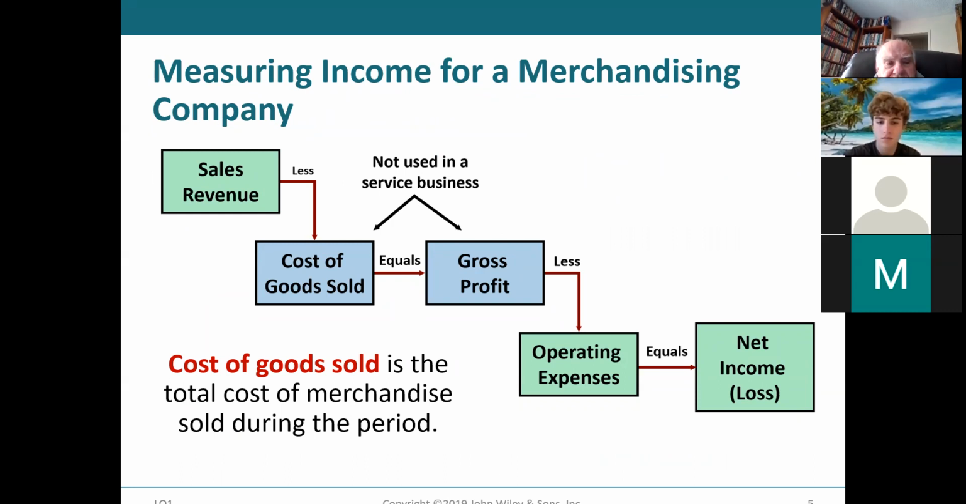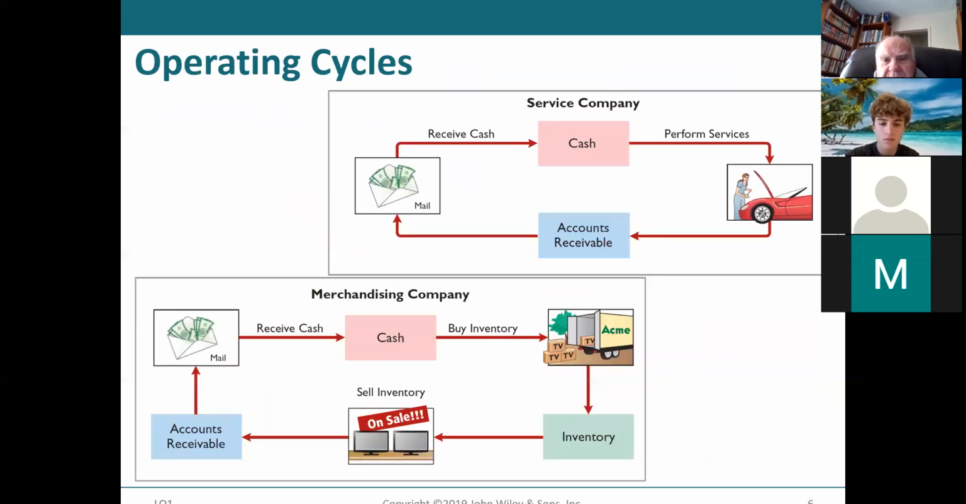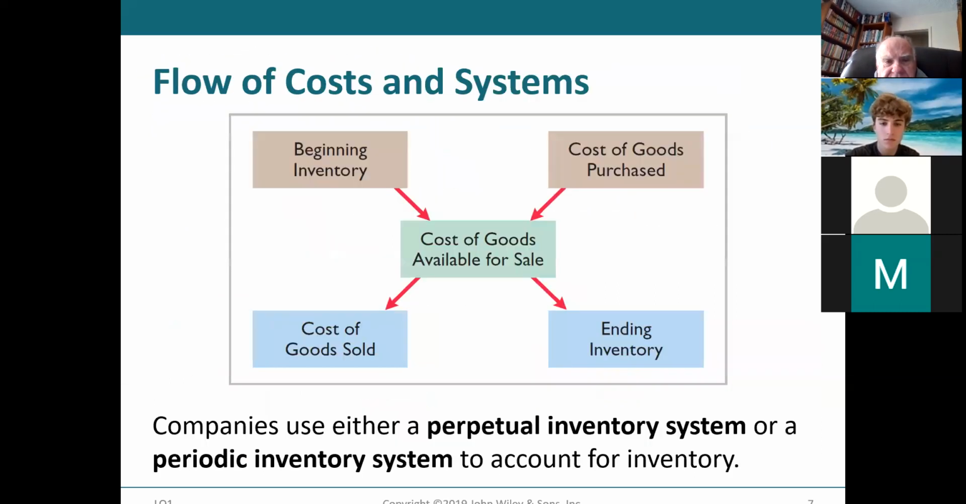This income statement is going to start with sales, subtracting cost of goods sold to get something called gross profit, and then subtract operating expenses to get net income. Cost of goods sold is the total cost of the merchandise sold during the period. Operating cycles, the flow of the costs.